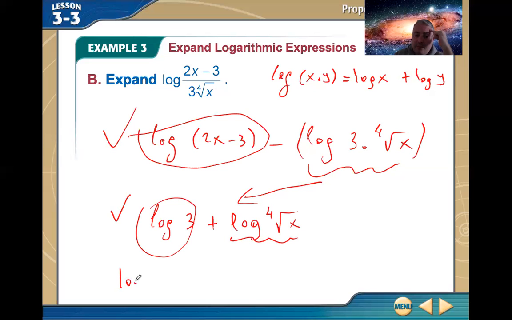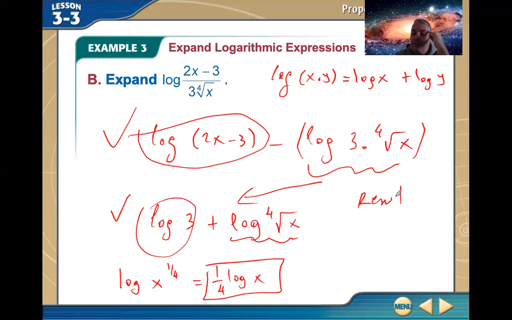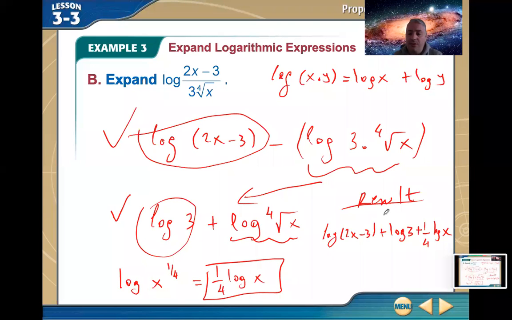But what about this? The 4th root of x can be expressed as x to the power of 1 over 4. We studied this. So this is equal to 1 over 4 times log x. So this is the final case. To sum up, what is the result right now? Log(2x minus 3) plus log 3 plus 1/4 log x. That's it. This is the answer of the question. Check it one more time, and let me take screenshots. I will share with you.